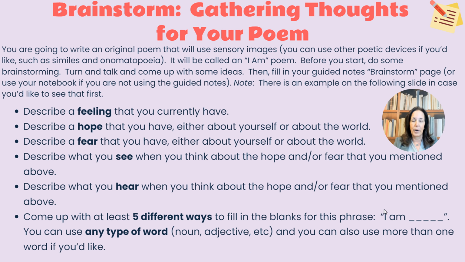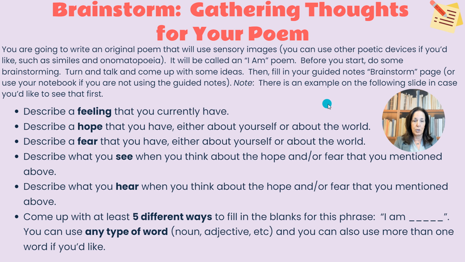Okay, now you're going to do some brainstorming. You're going to gather thoughts for your poem. You're going to write an original poem that will use sensory images. You can add other poetic devices if you like, such as simile and onomatopoeia. It will be called an I am poem. Before you start, do some brainstorming. Turn and talk and come up with some ideas. Then fill in your guided notes, brainstorm page, or use your notebook if you're not using the guided notes. Note there is an example on the following slide in case you'd like to see that first.